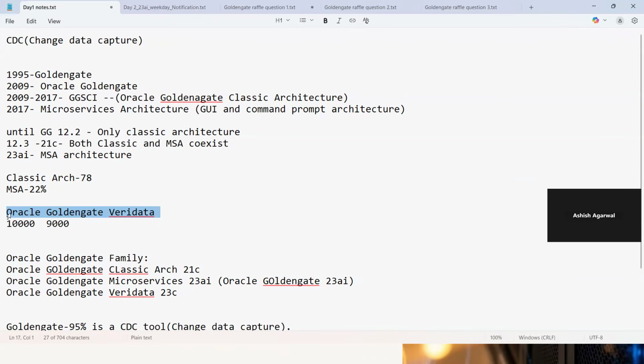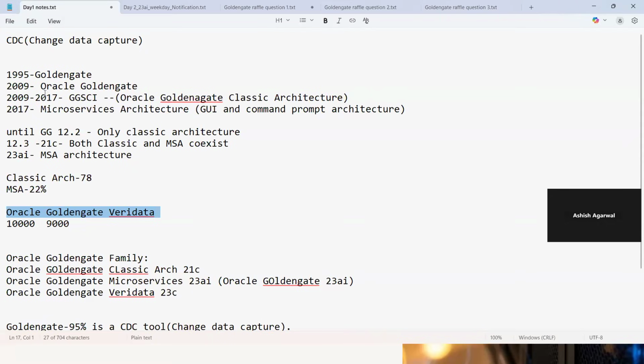Veridata does a column by column check as well. Say for example, on source you have 10,000 records, and on target you have 10,000 records. But does that mean both the databases, both the tables, are in sync? No, it is possible that some of the column values are different, right? So Veridata can identify or compare the columns as well, and you can repair those discrepancies in your environment.